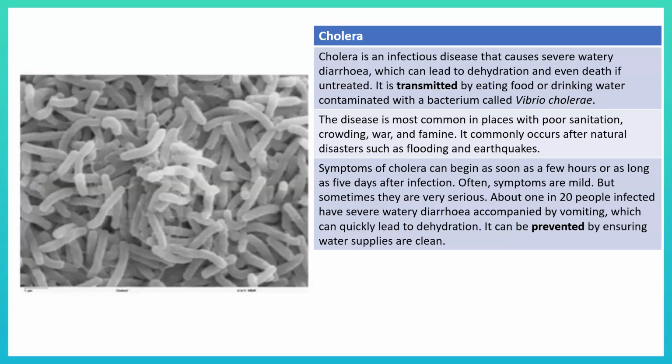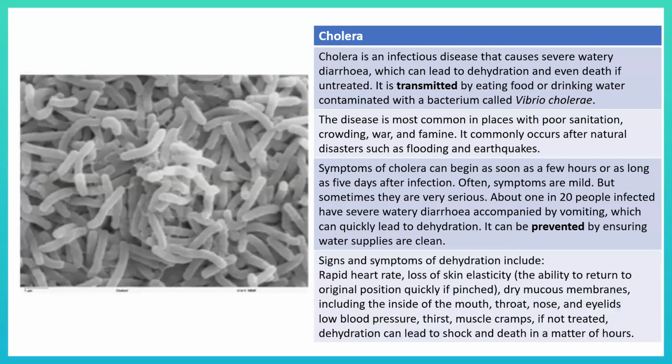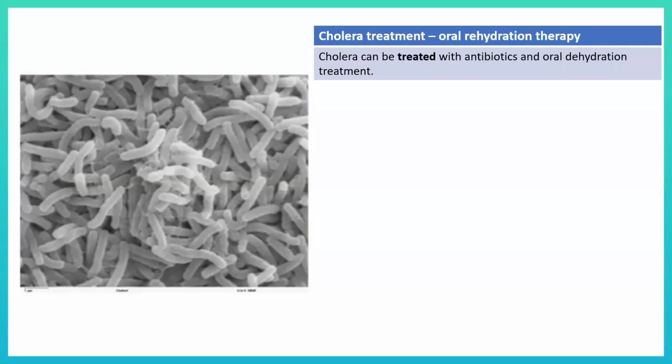Essentially, this can all be avoided by making sure water supplies are clean. But obviously, in disaster relief situations, it's not very easy to do. So signs of dehydration, which are the main problem because of the diarrhea and vomiting, are rapid heart rate, loss of skin elasticity, dry mucous membranes, including the inside of the mouth, the nose, the eyelids, etc. It can lead to death pretty quickly.